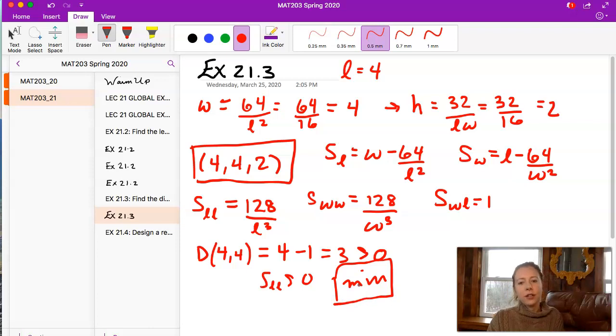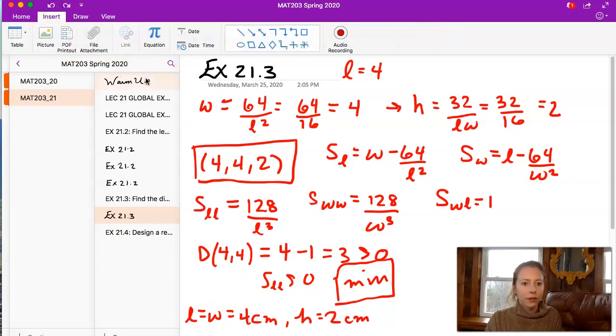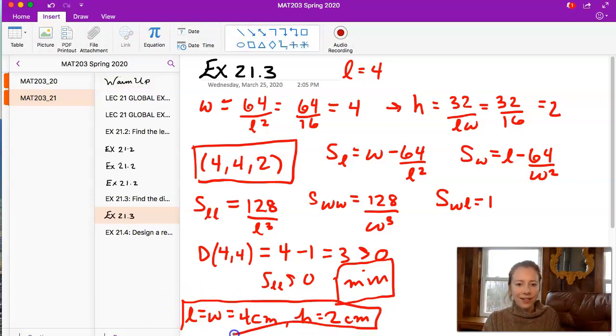So we have the dimensions, and if you want to be very clear with the dimensions, we have length equals width equals 4 centimeters. It's very important to include units, and height is equal to 2 centimeters. So that one is done. I know there's a lot of steps in these problems.